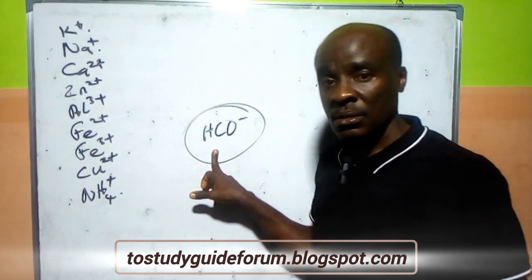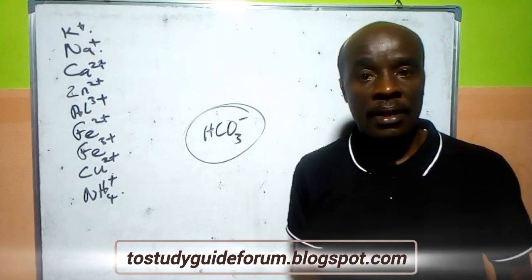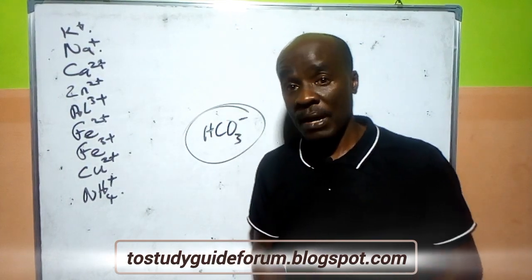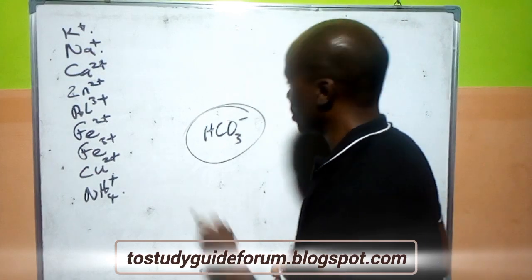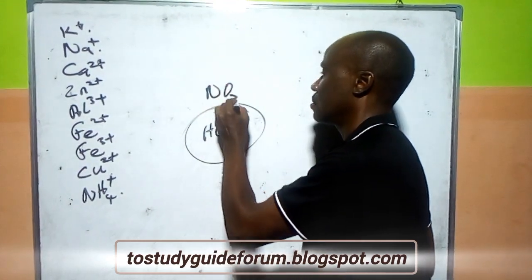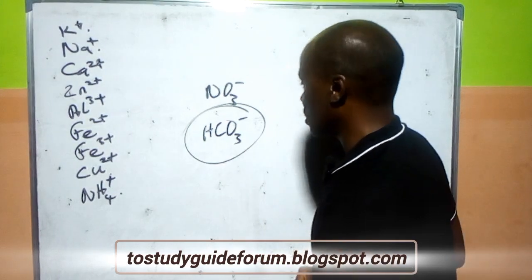Hydrogen trioxocarbonate 4 does not have any insoluble compounds. All of them, in every case, are soluble. The same thing applies to nitrate. Nitrate does not have any insoluble compound. That's another thing you should know.